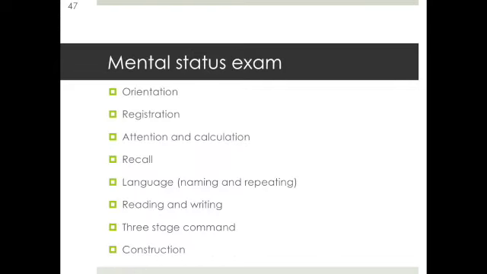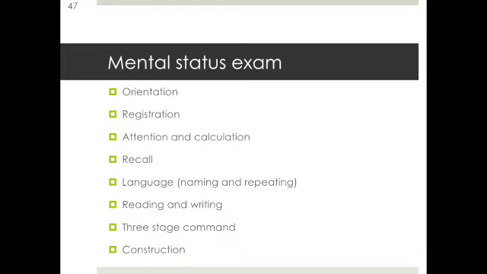But beyond the cranial nerve exam, you can also do a number of different tests, one of which is a mental status exam. You might, for instance, test for orientation. Can you tell what year it is, what month it is, what date it is? You can ask for registration, so do you know where you are? You can test for attention and calculation techniques.